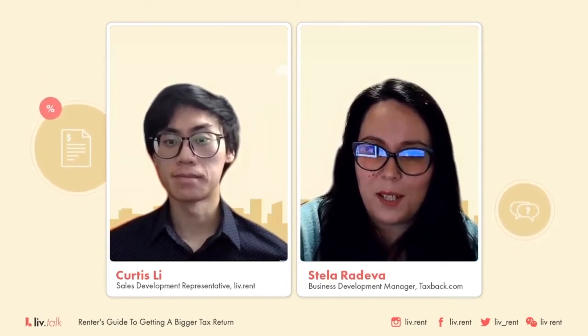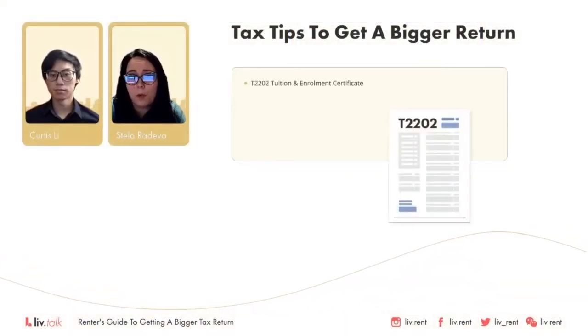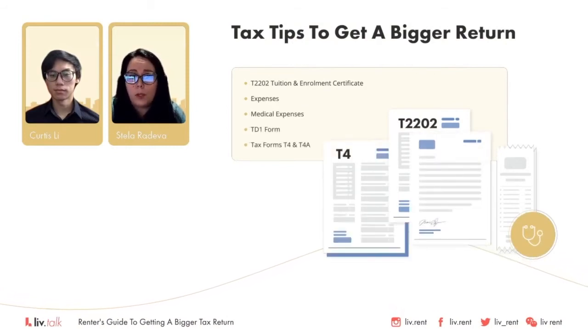Yeah, well, I have so many to share, but since we're limited on time today, I'll be going over tax tips in the following 5 sections that are often overlooked or forgotten by people. So number 1 would be the T2202 or tuition and enrollment certificate form. Number 2 would be expenses. Then we'll be looking at medical expenses. Number 4 is the TD1 form and how to properly complete that form. And finally, we will have a look through the T4 and T4A statements.